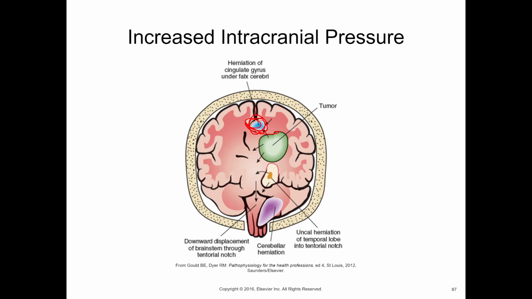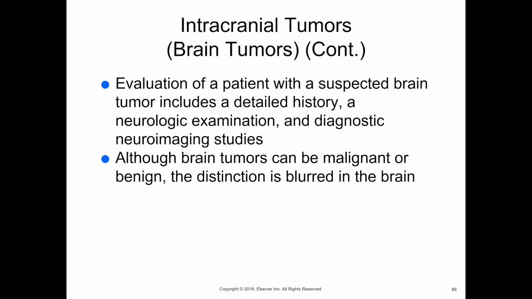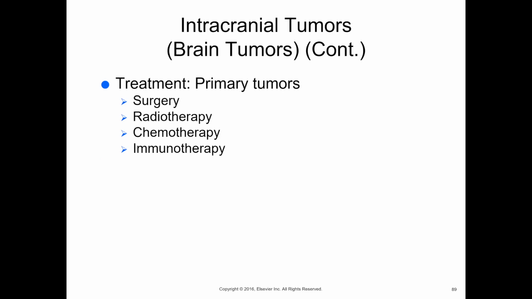You can also, though, get cerebellar herniation. This can cause that Chiari malformation that we talked about earlier, but this is slightly different. So again, you need a detailed history, neuro exam, and diagnostic neuroimaging studies, preferably read by a neuroradiologist. Tumors in the brain can be malignant or benign, but in reality, just about any space-occupying mass in the brain can be incredibly dangerous because of its ability to compress tissue, whether it's malignant or not.